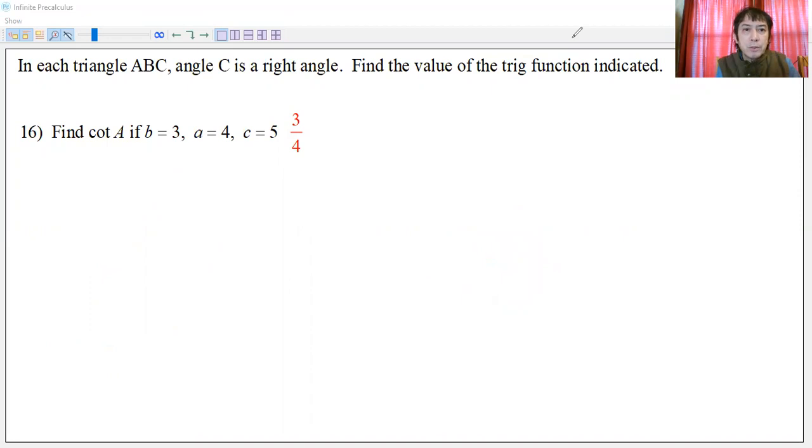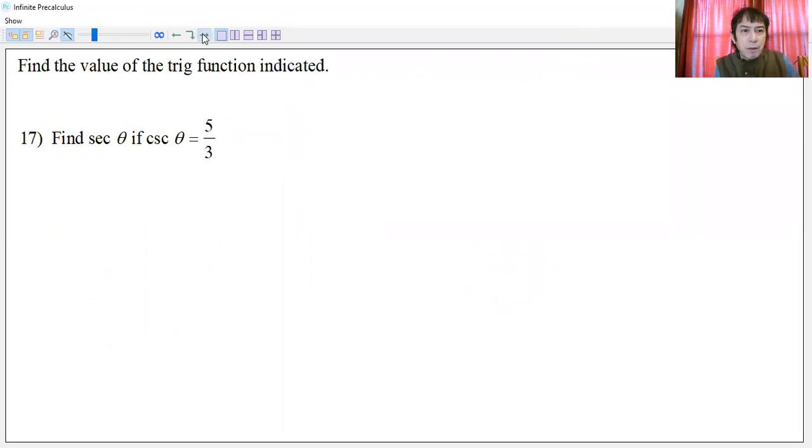Let's continue with number 17. Here is our number 17. All right, what do we have here? Find the value of trigonometric function indicated. Find secant of theta if cosecant theta is 5/3. We're after secant of theta.